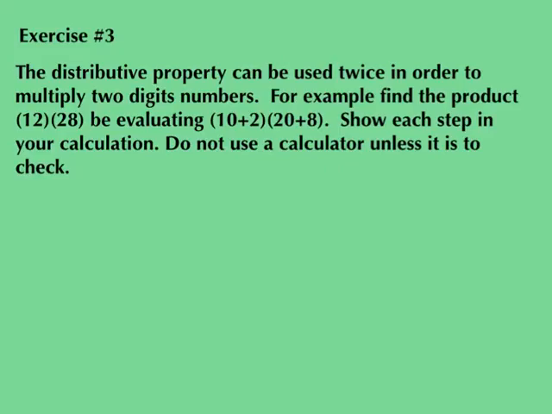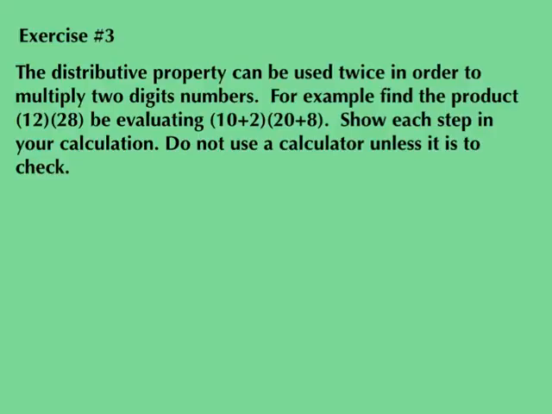The distributive property can be used twice in order to multiply two-digit numbers. For example, find the product of 12 times 28 by evaluating (10 plus 2) times (20 plus 8). Show each step in your calculation. Do not use a calculator unless it is to check.